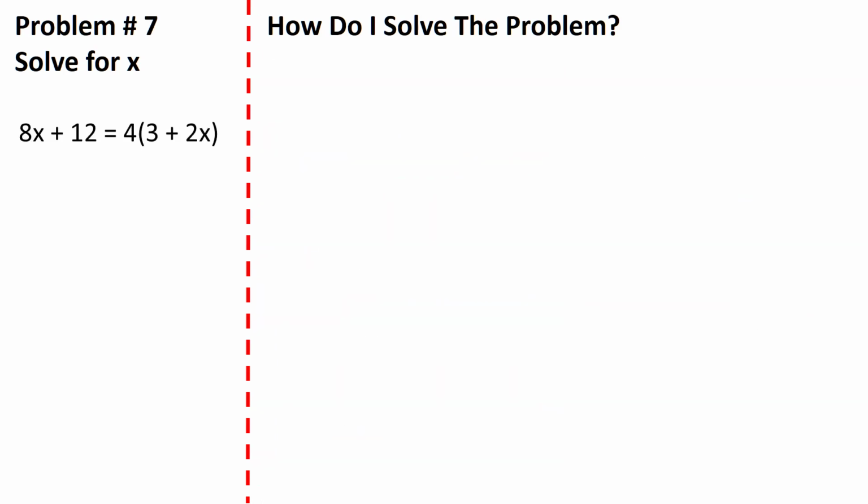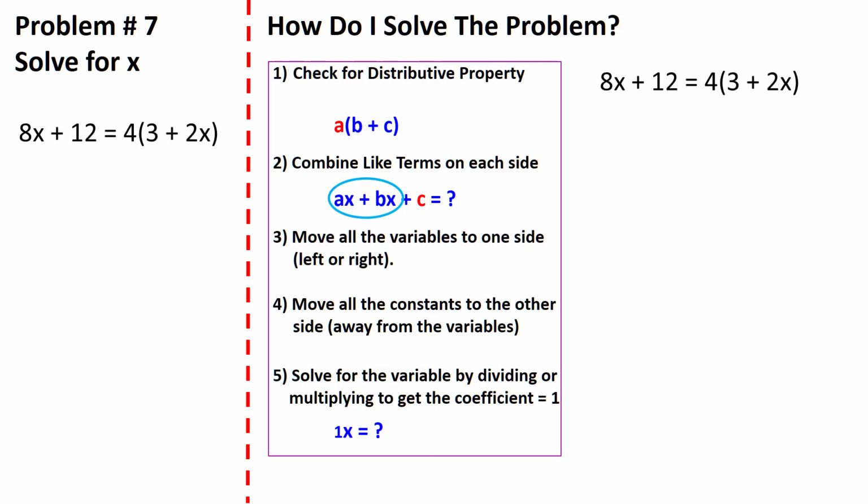Problem 7. How do I solve the problem? I follow the steps. Step 1. Check for distributive. 4 times 3 and 4 times 2x. I simplify. I get 12 plus 8x. Step 2. Combine like terms. There is nothing to combine on the left or on the right. Move all variables to one side.